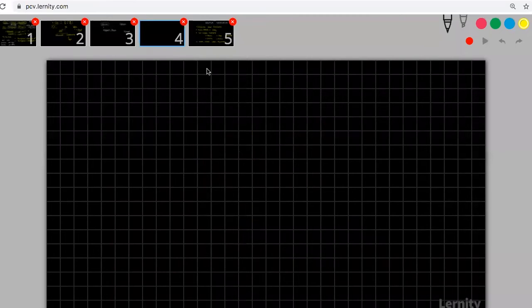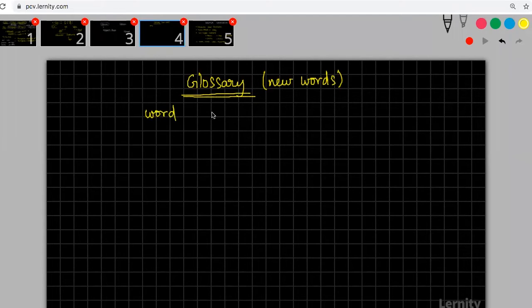So what I want you to do is make something like a glossary for every chapter, in which you need to write all the new words that you have learnt. Okay. And you will write the word and you will write the meaning of it. So that way, it will help you to remember these things promptly.